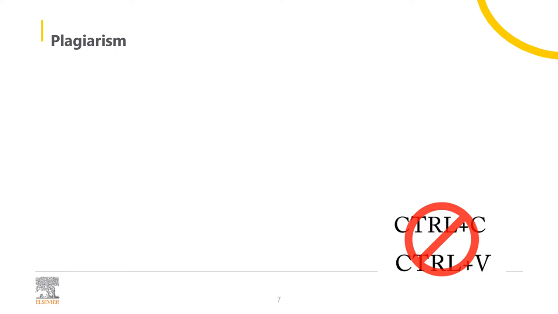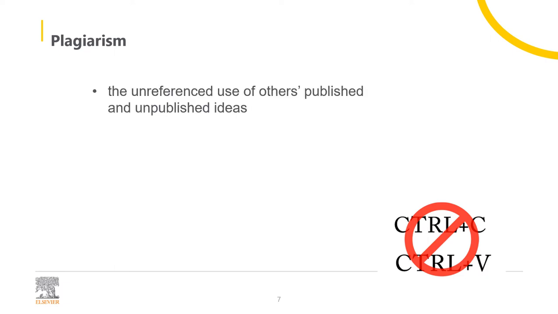Plagiarism, to some extent, is easier to define. It's the unreferenced use of others' published and unpublished ideas. Very often both plagiarism and duplication are detected using plagiarism detection software or similarity detection software. Please note that it's not just about published work. Unpublished ideas are covered by plagiarism too.